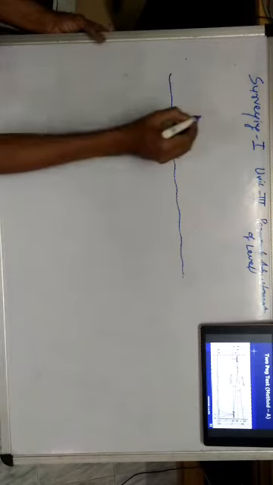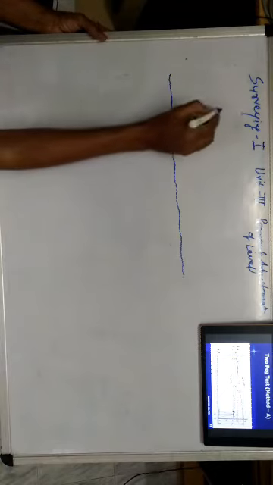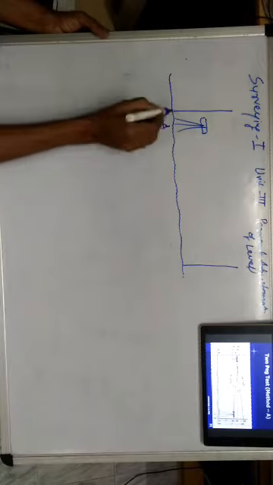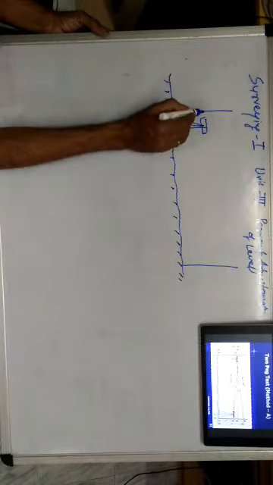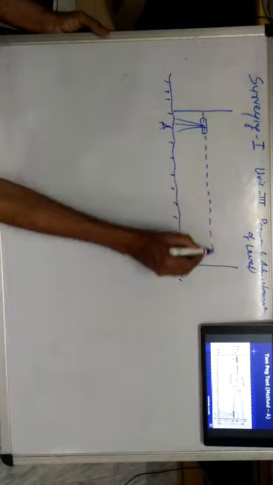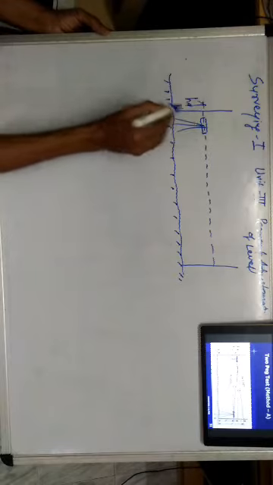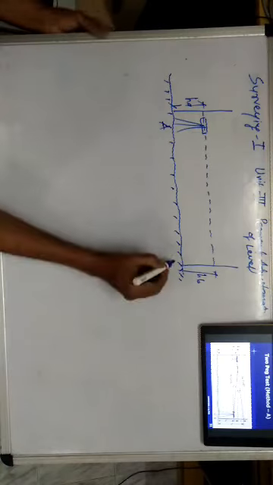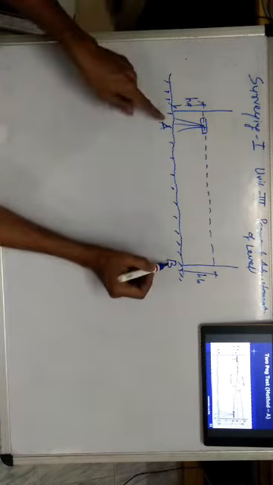We take a point, and at station point A we place the level. Then we place the staff at A and at B. So this is the instrument station A, and the staff is placed at A and B. With this setup we take the reading with the help of the level. Suppose this is our line of sight. We get the reading HA, the staff reading at A, and then the reading HB, the staff reading at B.